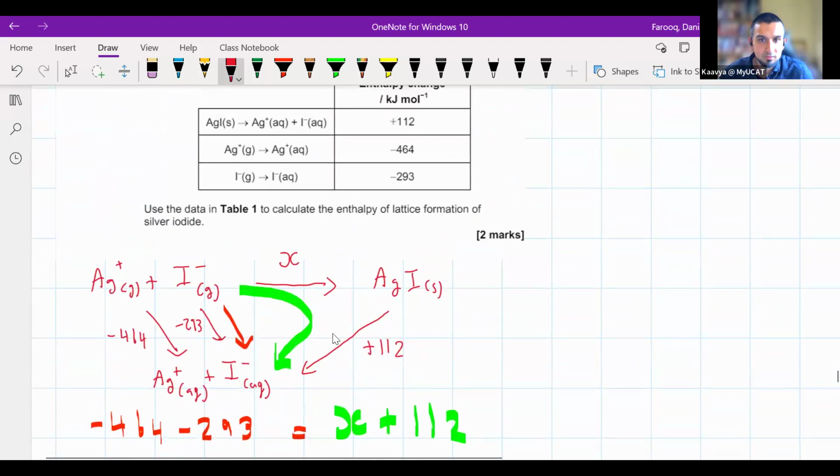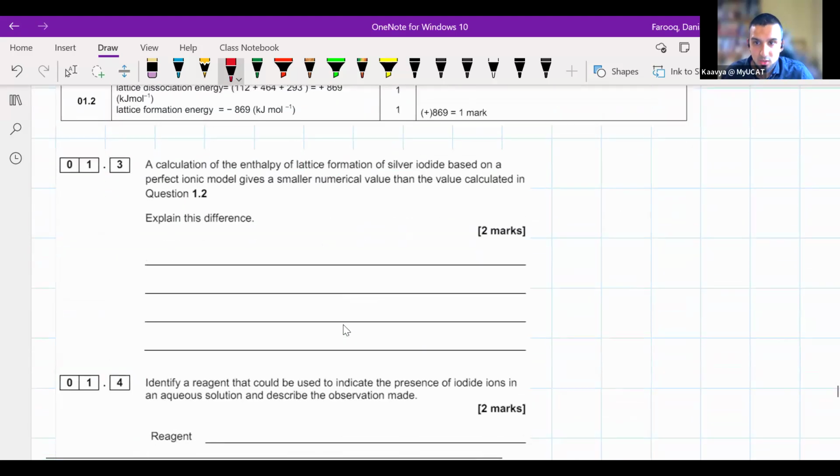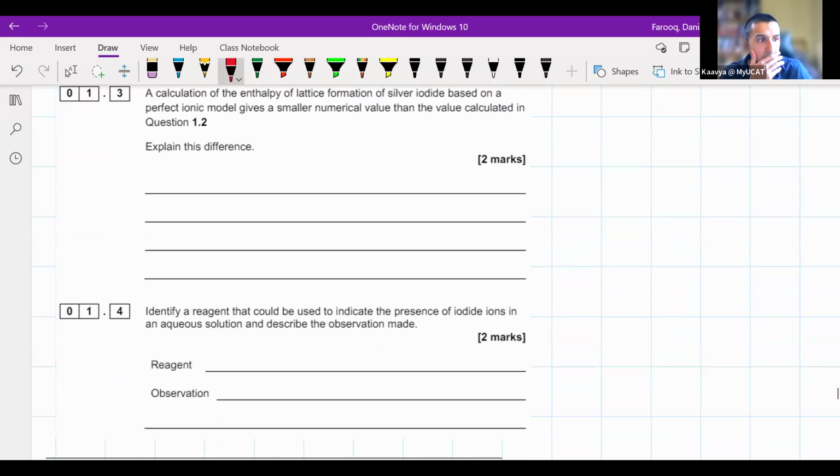Does that make sense? Any questions on that? Okay, good. So now the next question: a calculation of enthalpy of lattice formation of silver iodide based on a perfect ionic model gives a smaller numerical value than the value calculated in question 1.2. Remember I said that this difference occurs because there's covalent character. So it's all about just learning. If you have a good textbook, just spend time learning that textbook and then practice exam questions and you'll be fine. It's just a matter of investing that time.